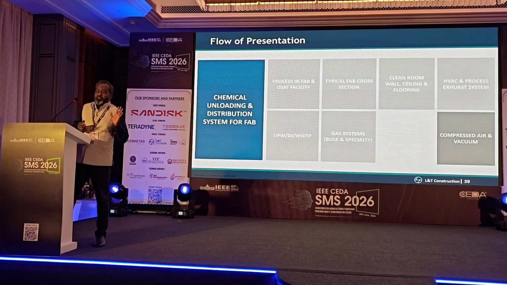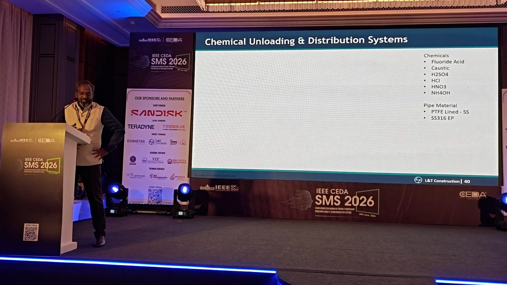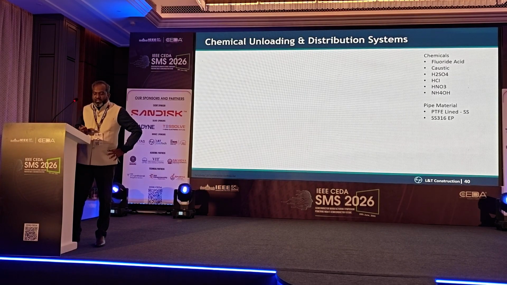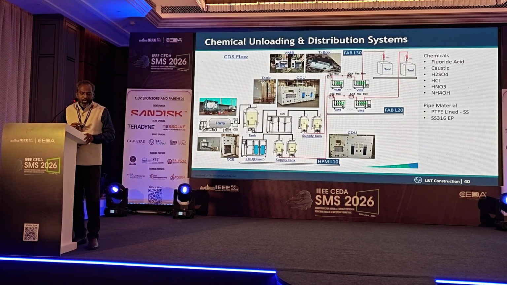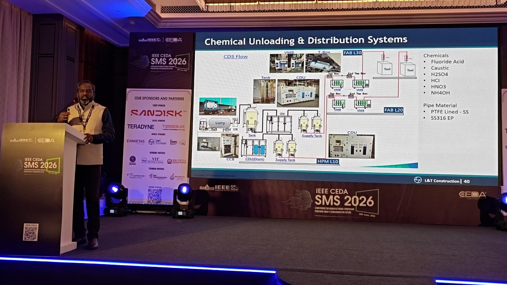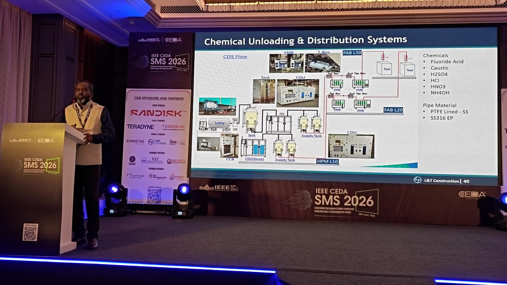Chemical, so similarly we have chemical unloading and distribution system: hydrofluoric acid, caustic, H2SO4. So these are the chemicals. Again, the piping is almost the same as what we have seen in gases. So what happens, it comes in lorry, gets stored in a tank, and then the distribution happens. This is usually in L10. So as I told you, L10 is the generation or storage level, and then that gets distributed to L30.